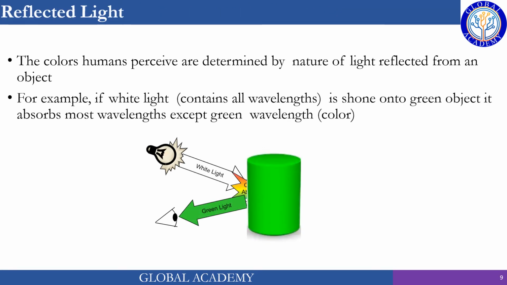Here is the basic phenomenon of color visibility. The colors humans perceive are determined by the nature of light reflected from an object. For example, if white light, which in fact contains all the wavelengths, is shone onto a green object, it absorbs most of the wavelengths except the green wavelength. So the green color reflects from the object, which is in fact a green color object. Then it is perceived by the human eye and is interpreted as green color, if the human eye is not color blind.